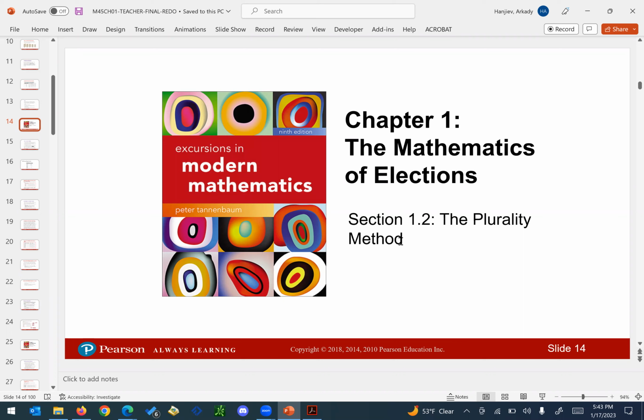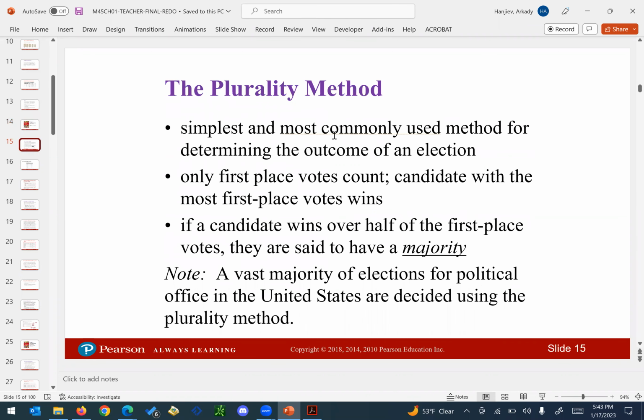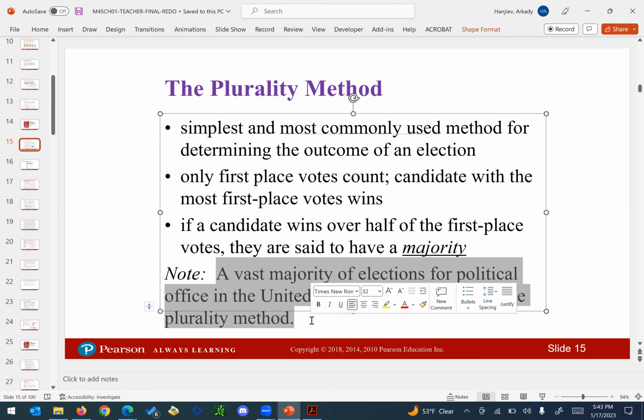It's a plurality vote method. How do we do this? Definition here, simplest, most common. You'll find this a lot, is determining the outcome. So what do we do? We only count the first place votes. The candidate with the most first place votes wins. If a candidate wins over half of the first place votes, they are automatically a winner. And if they don't get 50%, then there's going to be a runoff election. So real quick here, the vast majority of political office elections in the United States use this method right here.